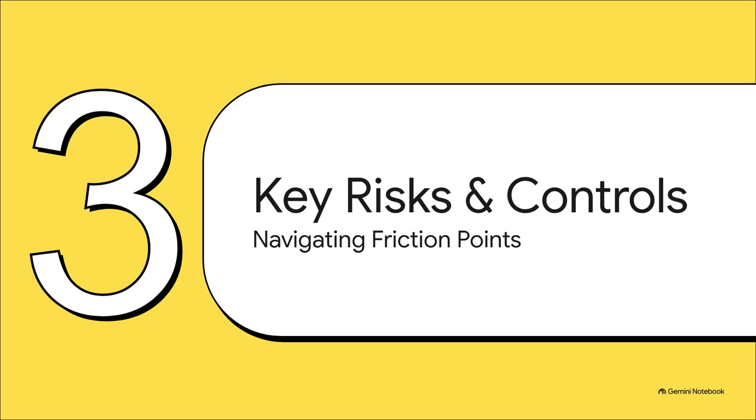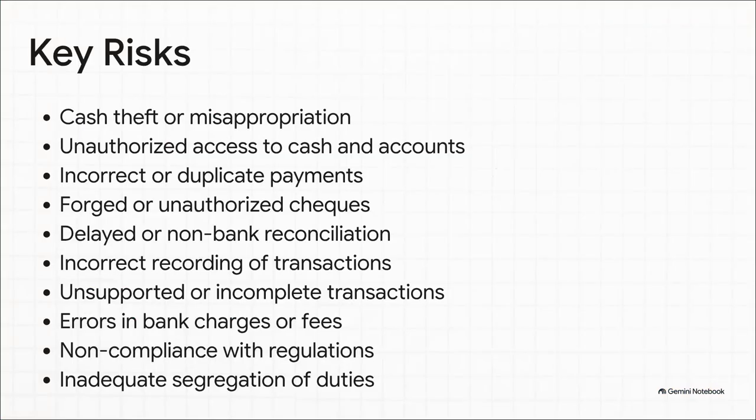Chapter 3, Key Risks and Controls, Navigating the Friction Points. This is the battlefield, folks. These are the key vulnerabilities that we simply cannot ignore. Some are outright malicious, like cash theft or misappropriation, unauthorized access to cash and bank accounts by, say, a new intern, or forged and unauthorized checks.